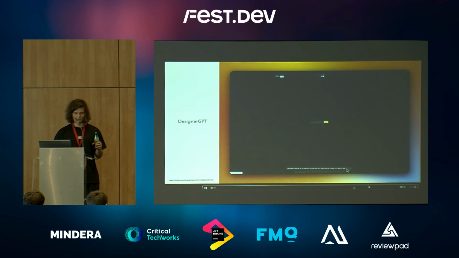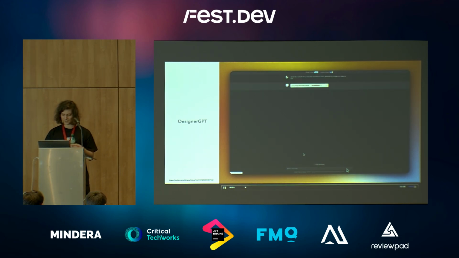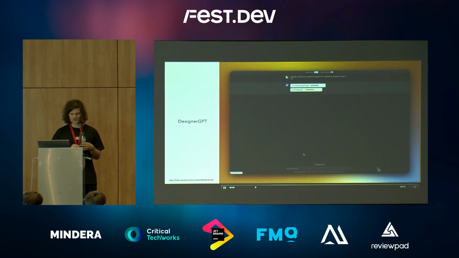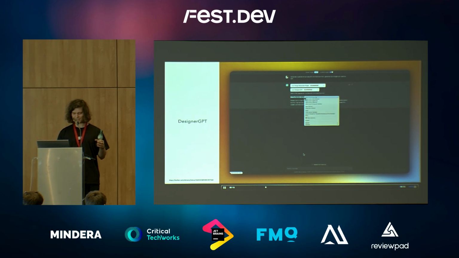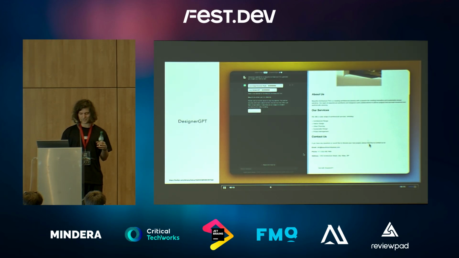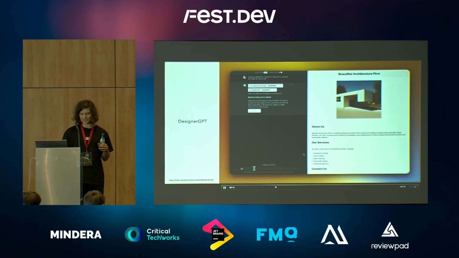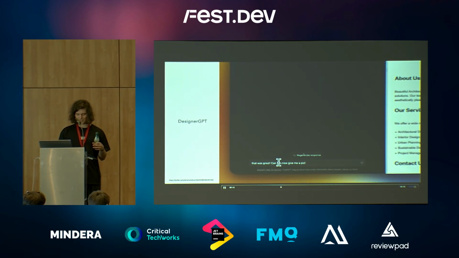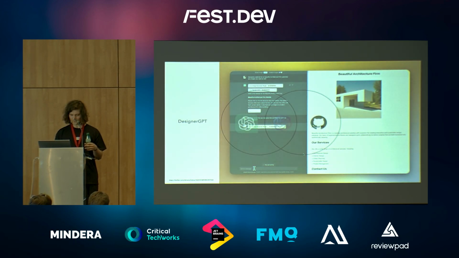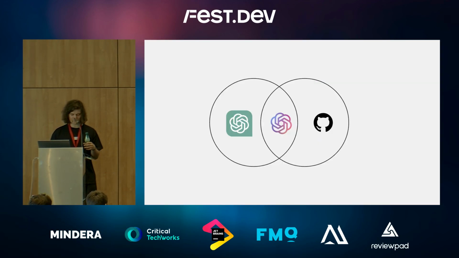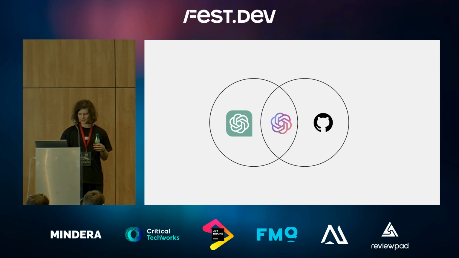Another thing, visually cooler, is Designer GPT. Basically I can write a request, generate a website for a beautiful architecture firm. It uses a plugin to generate the website, and I can just see it generated. I can also deploy it, and so on. Another thing that was released by these guys is Codex.